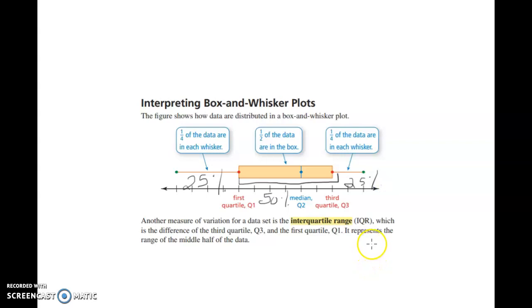Okay, so it just means that when you look at a box and whisker plot, you don't know how many data points you're talking about. What you do know is that 25% of them are here, 50% of them are here, 25% of them are here.